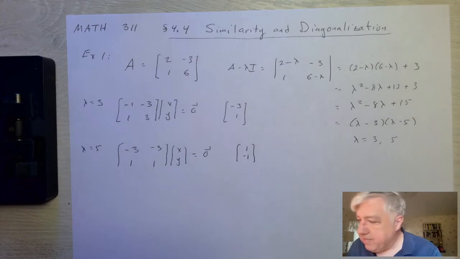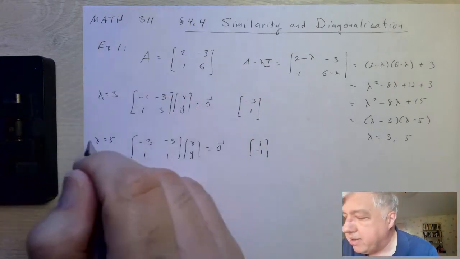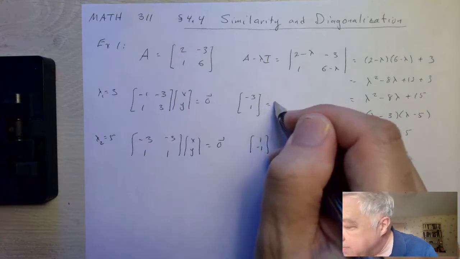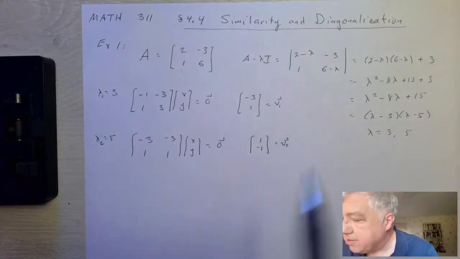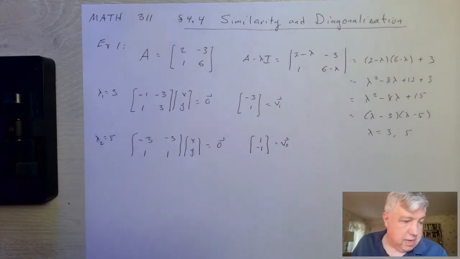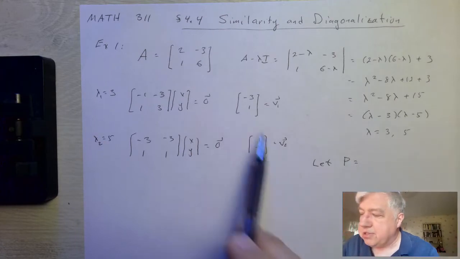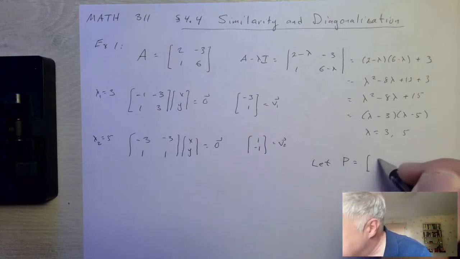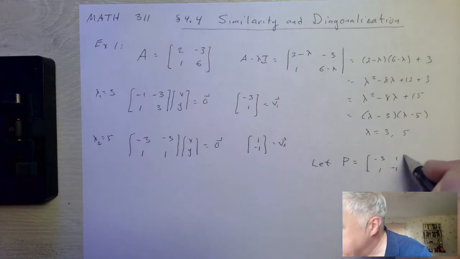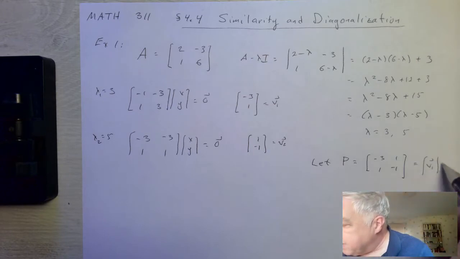But let's have a little bit of fun with this, if you call this fun. We'll call 3 lambda 1, and we'll call 5 lambda 2. Then we'll call this eigenvector v1, and this v2. So v1 is an eigenvector for lambda 1, v2 is an eigenvector for lambda 2. And we're going to let P be the matrix whose columns consist of just these eigenvectors. So we have -3, 1, 1, -1, which is just V1, V2.